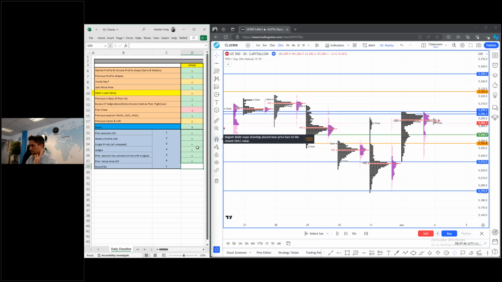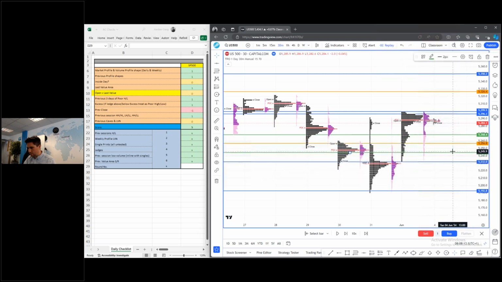And then round numbers. What have we got from a round numbers perspective? Well, the high of this day was the 5,300. This is the S&P 500, so you typically go in either halves or fulls. What I mean by that is either 5,200, 5,250, 5,300, 5,350, 5,400. If you just went in the hundreds, that would be 5,200, 5,300, 5,400, and so on. So round numbers wise, I've got 5,200 down here.